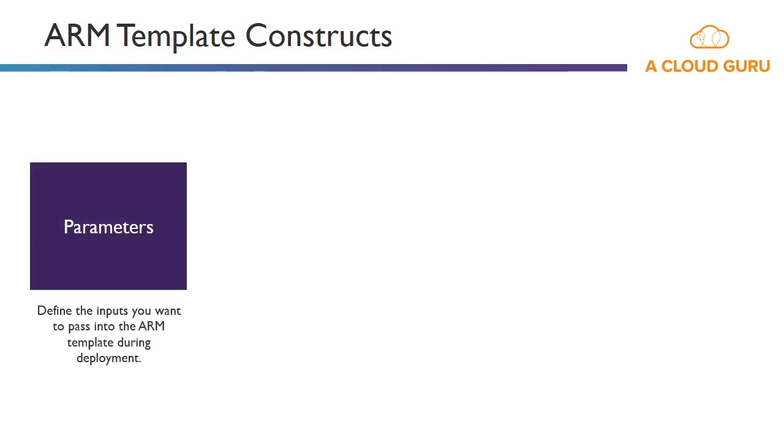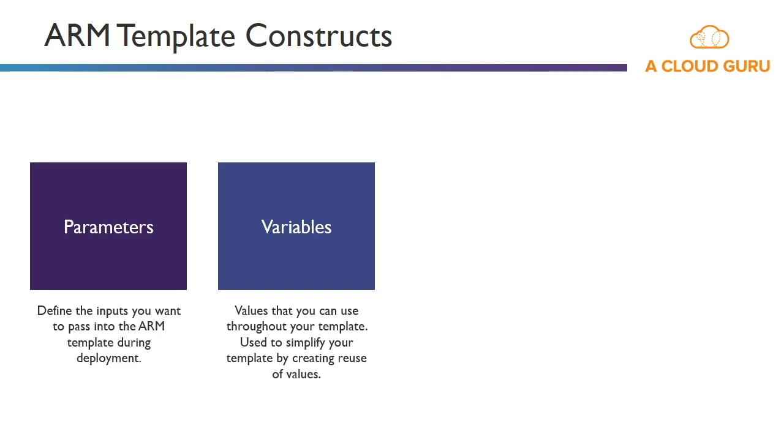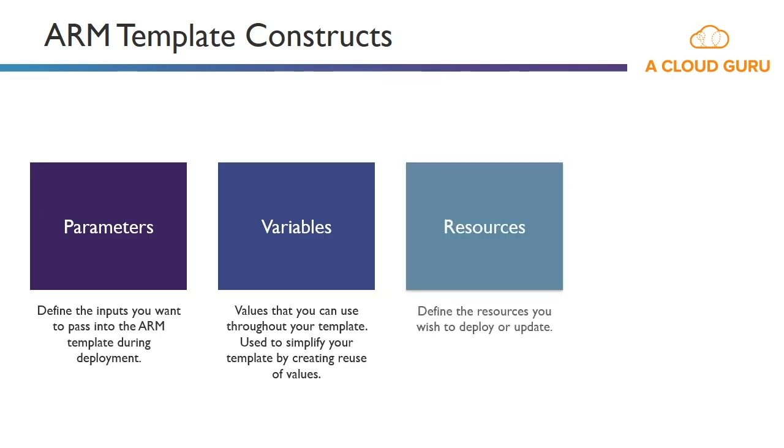Next, we have our ARM template construct. So as you'll see in the demos, when we open up an ARM template, we have a number of sections. For one, we have the parameter section. This allows us to define those inputs that we want, and again, we can pass them in at the time of creation or via a parameters file. We also have variables, so these are values that you can use throughout your templates. If there's something that we use over and over again, it doesn't really make sense to type it in every section of code. We can simply declare it as a variable and reuse it over and over again.